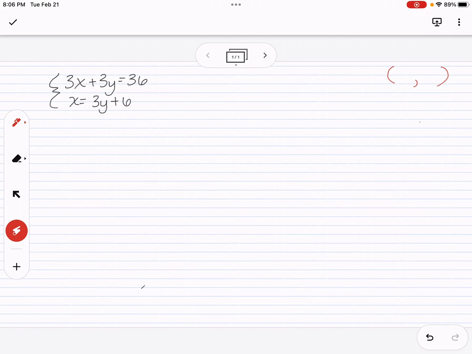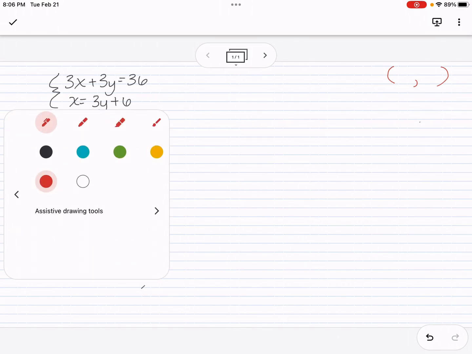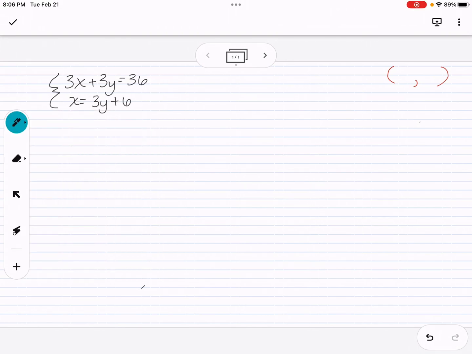We could graph this, we could figure out where they cross, and then that would be the solution. And that would work, except if they don't cross straight on a grid line, it's really hard to tell. And so we are going to use what's called the substitution method. The first thing you're going to do, and this is straight out of your notes yesterday, if you don't have your notes, you can look in Canvas, is set either equation equal to one of the variables.